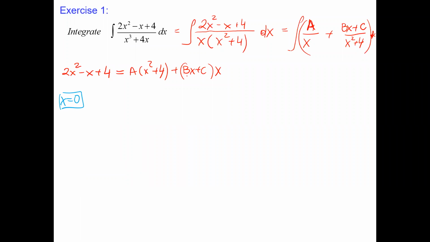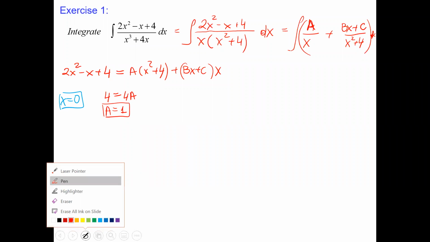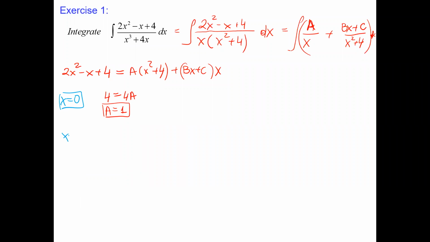Substituting 0 into the above equation, I will have 0 minus 0 plus 4, 4. And then 0 plus 4 will be 4a, and this is 0. That means a is 1. Great. And now we can see we do not have more zeros of the denominator. That means I will pick a random number, the easiest number, x equals 1.